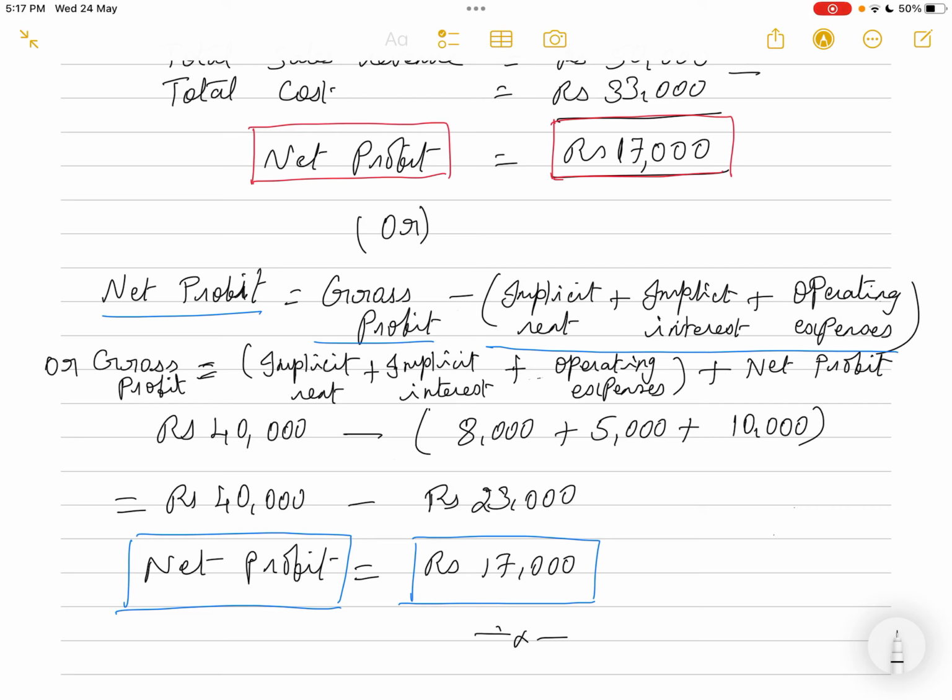So finally we have seen that gross profit is equal to rupees 40,000, isn't it? But net profit is only equal to rupees 17,000. So gross profit includes so many elements, so it does not show the true economic profit. Only the net profit will show the pure economic profit or the efficiency of the producer. Now this is again the 5 marks answer: explain the concept of gross profit.